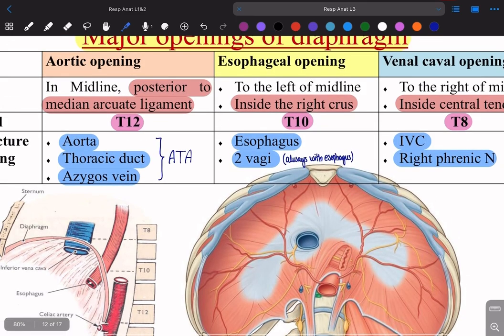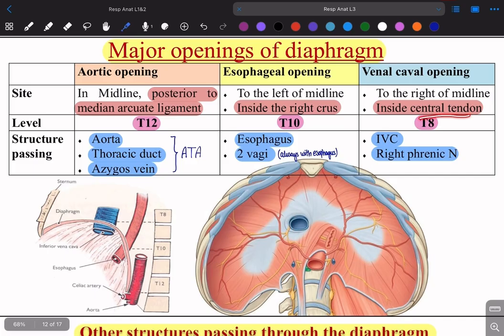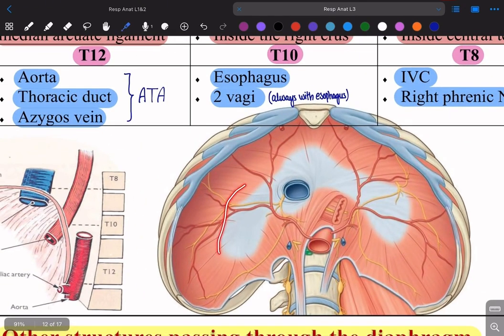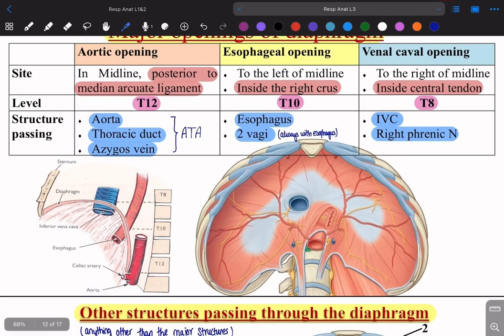Then the last thing, which is the vena cava opening, where is it? It's inside the central tendon, okay? Remember the central tendon? This is the central tendon, which was the insertion for everything in the diaphragm. So the insertion for everything in the diaphragm is the central tendon. It's the site for the vena cava opening. So it's right here, and it's here for a reason.